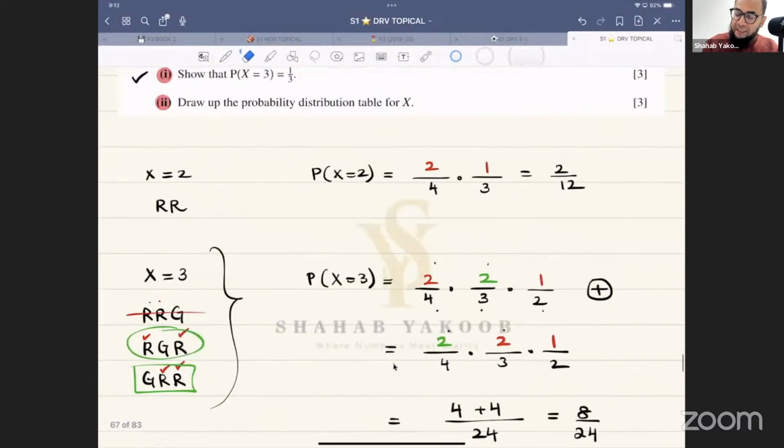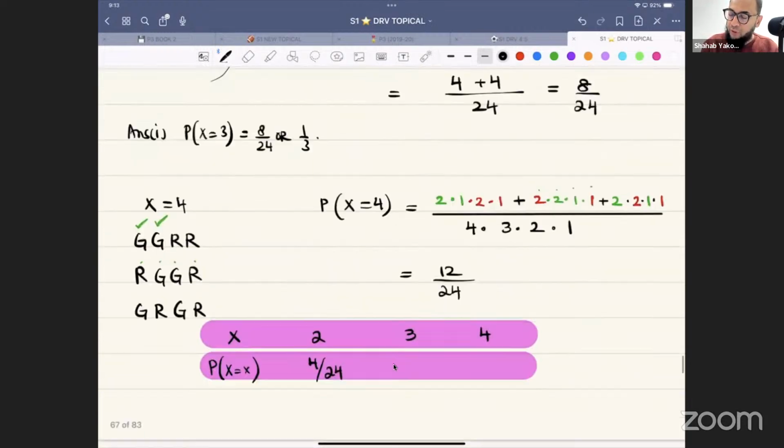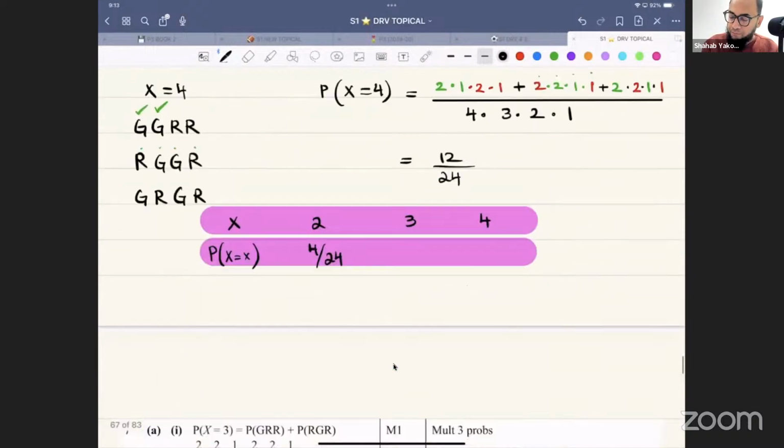For 2, the answer is 2 over 12. Let me write this as 4 over 24. Why? I'll let you know in a short while. That's 4 over 24, and this one is 8 over 24. This one is 12 over 24. What is the logic? The logic is just add these at a glance so that the total is 1.